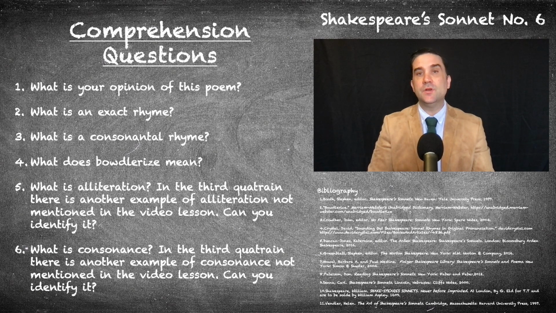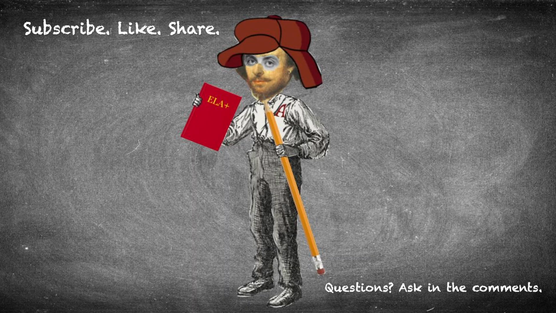Number 1. What is your opinion of this poem? Number 2. What is an exact rhyme? Number 3. What is a consonantal rhyme? Number 4. What does bowdlerize mean? Number 5. What is alliteration? And number 6. What is consonance? In the third quatrain, there's another example of consonance that I didn't cover in the video lesson. Can you identify it?